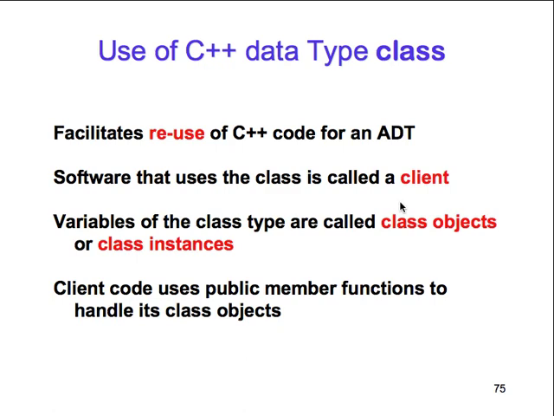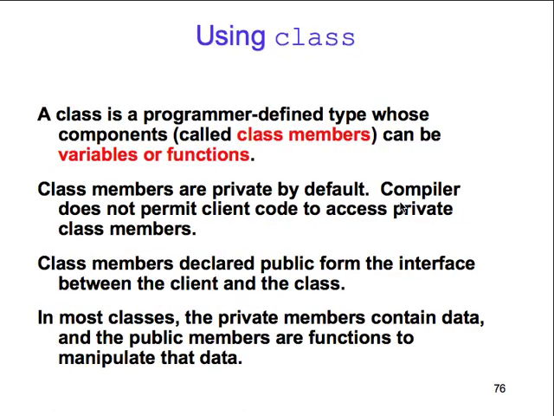So software that uses a class is called the client. I called it a driver in the previous lecture, but it can also be referred to as client code. Anything that uses it. Variables and types are also called class objects and class instances. And the client code uses public member functions to handle all of the class objects. So when using the class, you're defining an identity of components or class members, class variables, functions, which we've seen so far. And the class members are normally private by default, the members of the data. The compiler doesn't permit client code to access private class members.